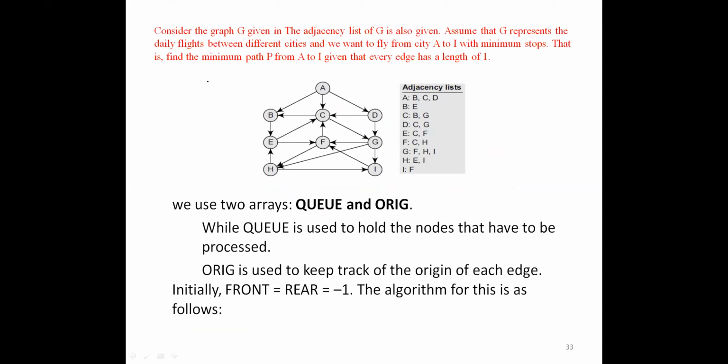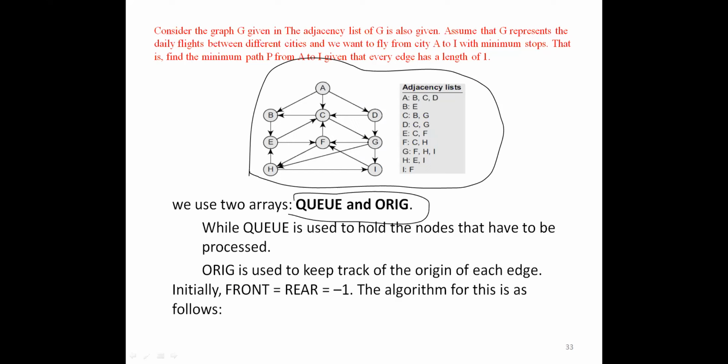So we said that there is an application of breadth first search. This is the given graph, and we have listed the adjacency list also, next to it, showing who is connected to each and every vertex. Here we are using two arrays, one is Q and the other is origin. What is the final goal of this? We are going to find the minimum stops between two different cities.